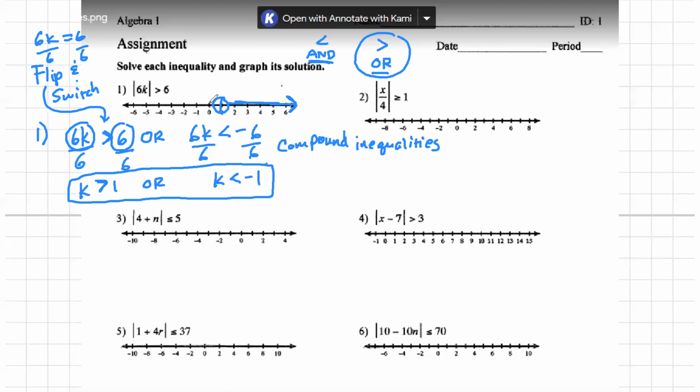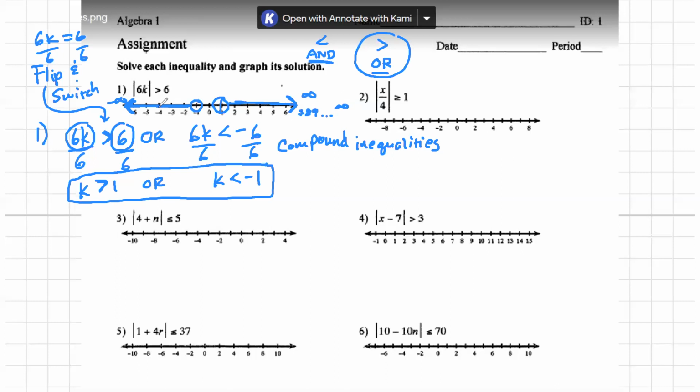Then I'm going to do the other half. k is less than -1. So I'm going to put an open circle at -1, and I'm going to shade to the left of -1. And make sure you make that arrow at the end to show that it goes on forever, to positive infinity. Same thing on this side, to -infinity.